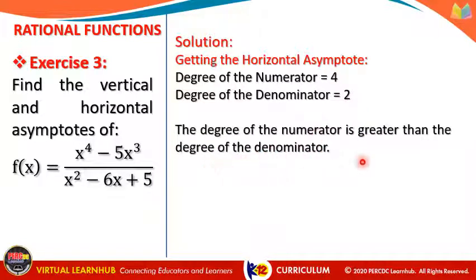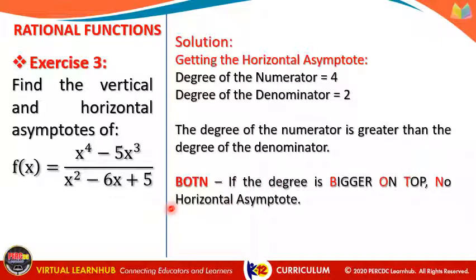Ano ngayon ang gagamitin natin? Yung BOTN. Bigger on top, no horizontal asymptote. So therefore, ano ngayon ang horizontal asymptote nito? Wala. So wala siyang horizontal asymptote. So ganun lang. So that is how you apply BOTN.